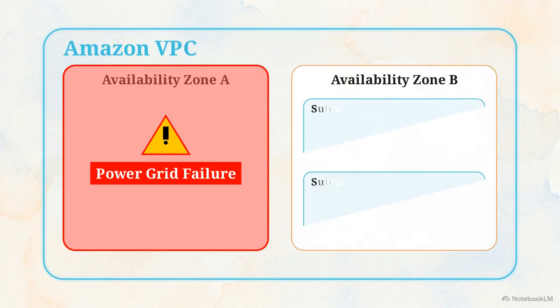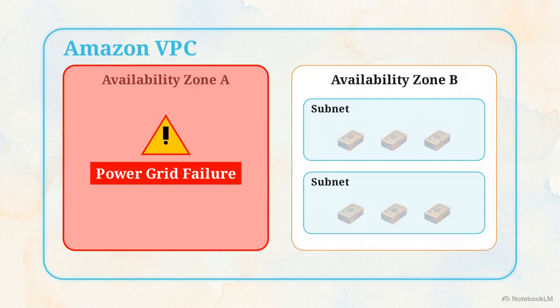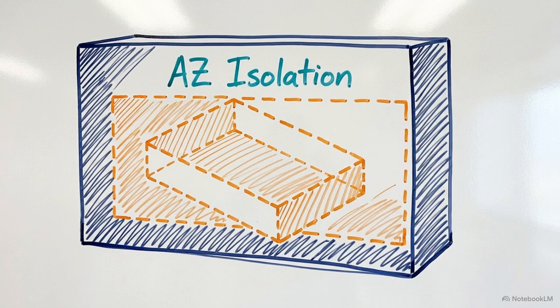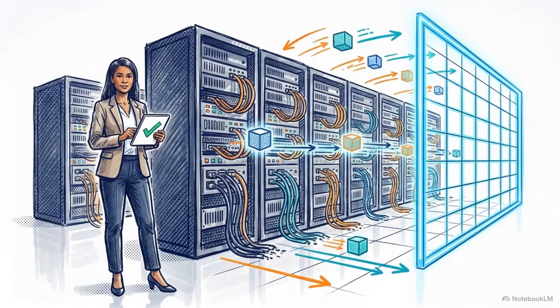To deploy resources like servers and databases, you partition your VPC's IP address range into smaller virtual networks called subnets. This brings us to the second critical rule. Unlike the VPC, subnets are strictly confined to a single availability zone. By placing AZ-scoped subnets within a regional VPC, cloud architects natively design systems that automatically survive localized data center failures.